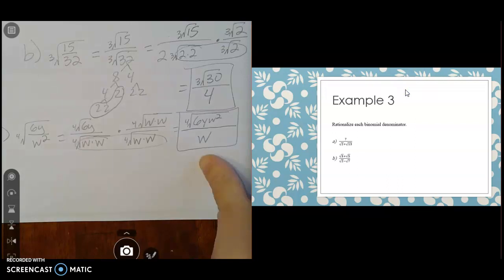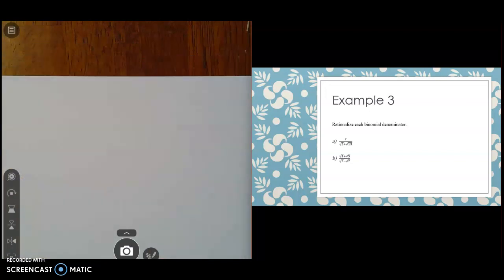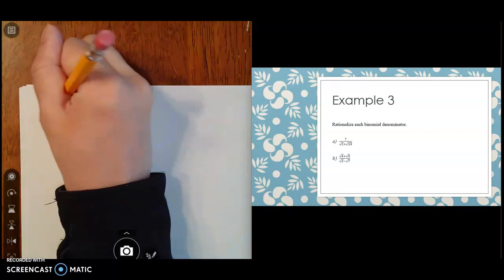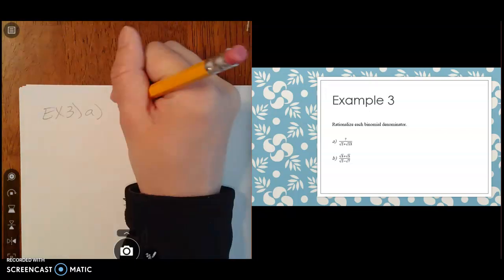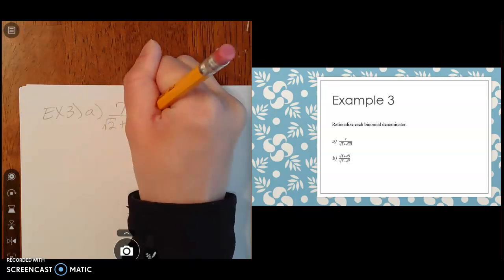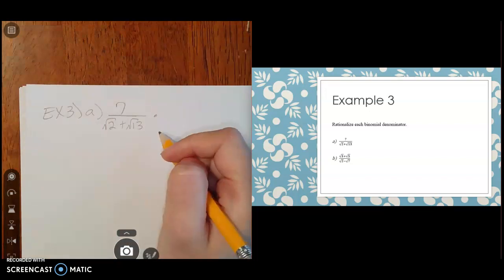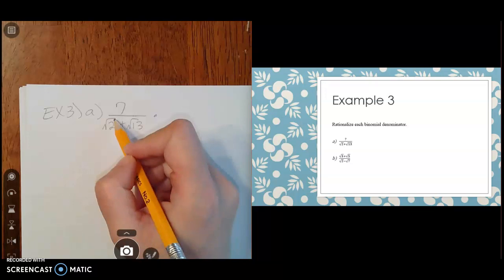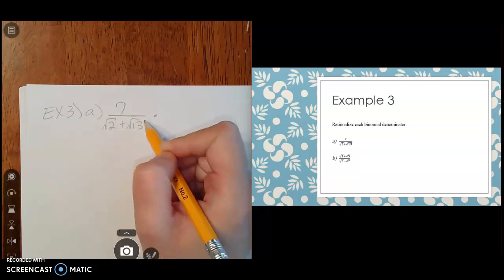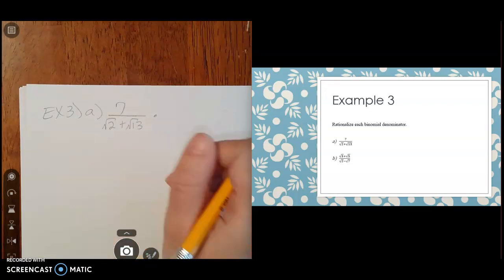All right, next up, what happens if you have 2 terms in the denominator? What do you do then? This is where we're going to use the conjugate, and I'll show you what that looks like. So in example 3a, we have 7 over the square root of 2 plus the square root of 13. All right. So if you just multiply by the square root of 2, it really wouldn't help you, because it would help you on the first term, but not the second term. If you multiply by the square root of 13, it would help you on the second term, but not with the first term. You're going to still end up with radicals somewhere.